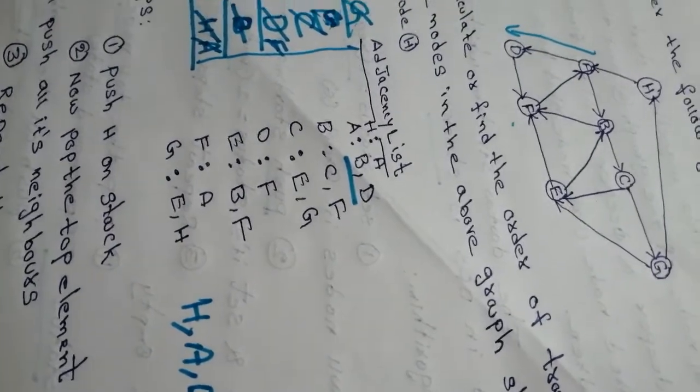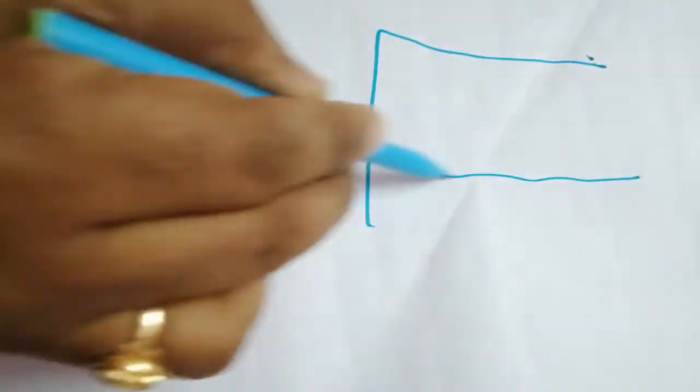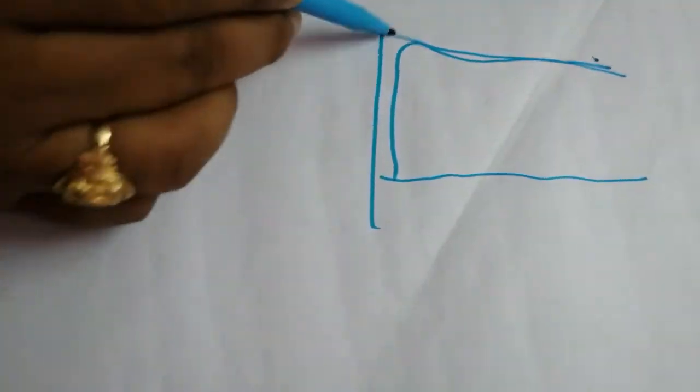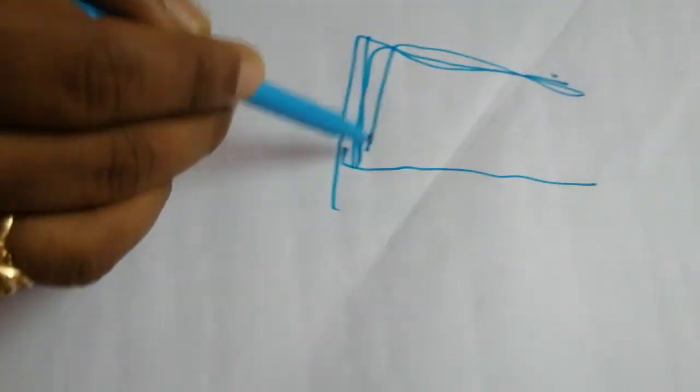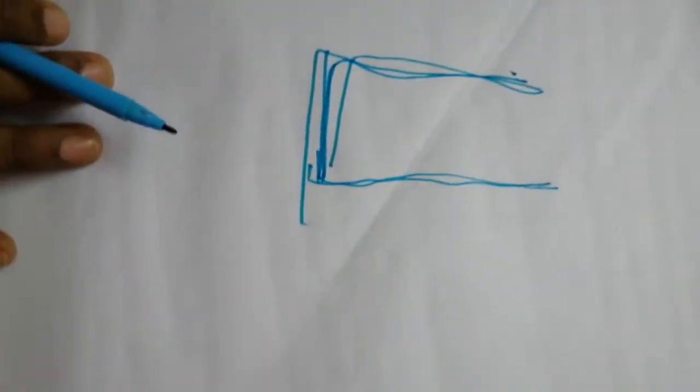Hope you understand. Once again I am saying about this stack representation. Check it once. This is the graph we are having. Now representing it with a stack frame. So consider this as a stack frame. I am not able to draw properly because of holding the video here.